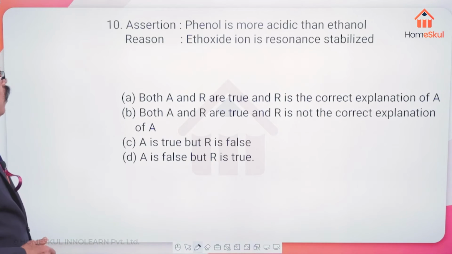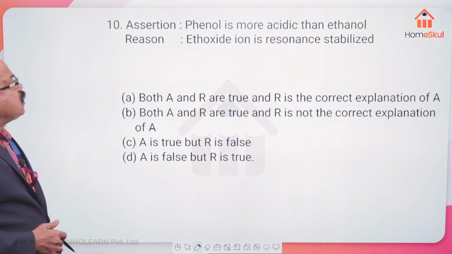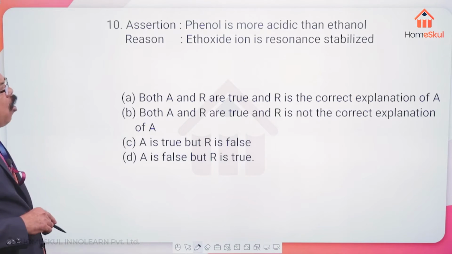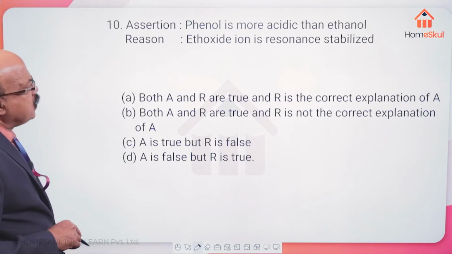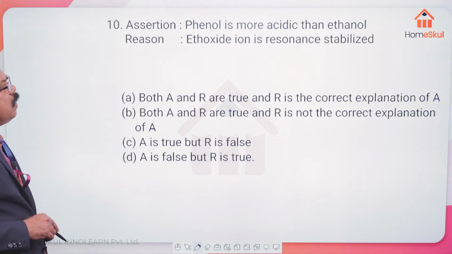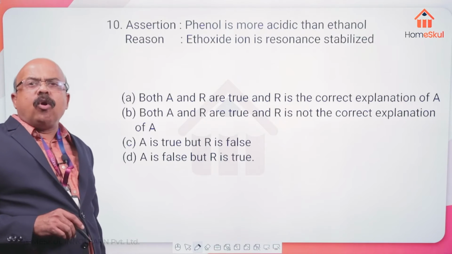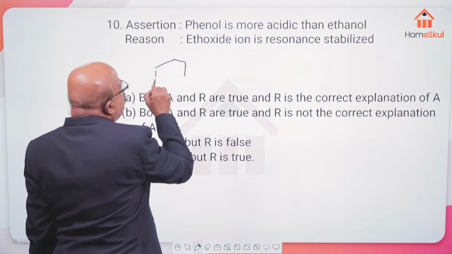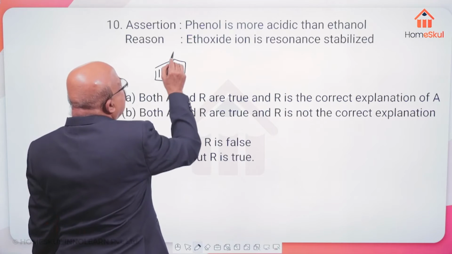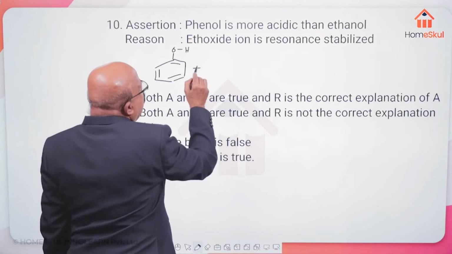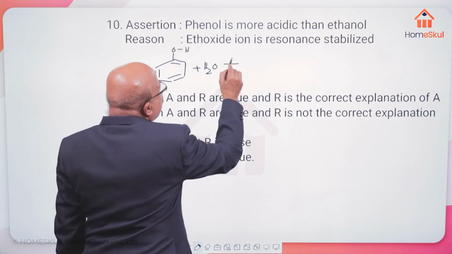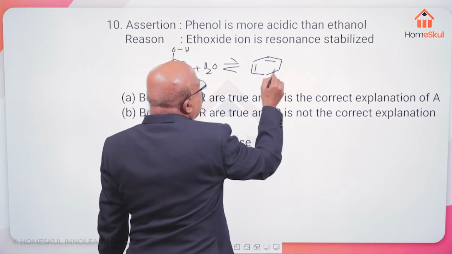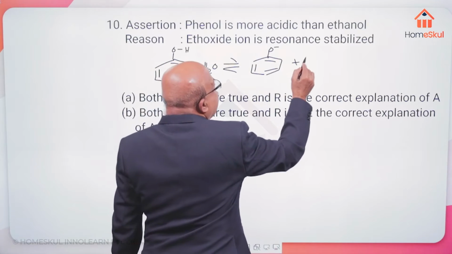Another one: phenol is more acidic than ethanol, that is the assertion, indicated as A. Reason R: ethoxide ion is resonance stabilized. Which is more acidic? Phenol is more acidic. When phenol is taken in water, it undergoes ionization to produce a phenoxide ion and H3O+.